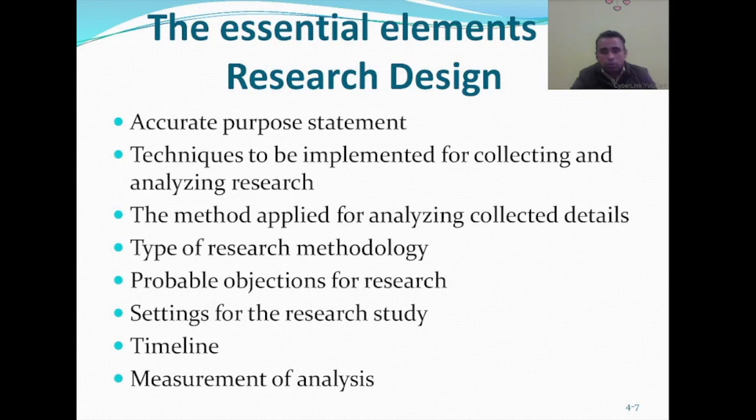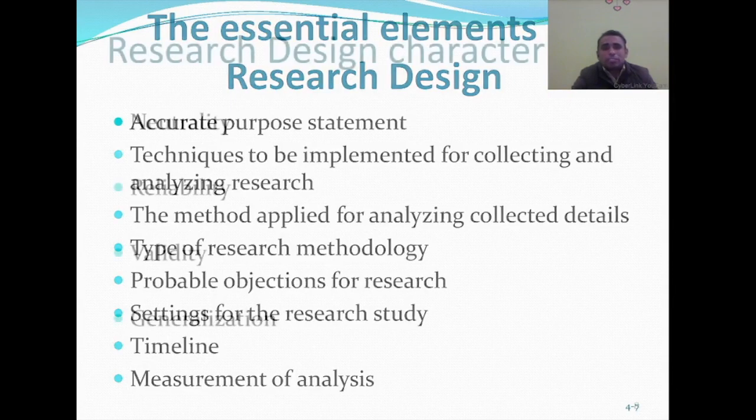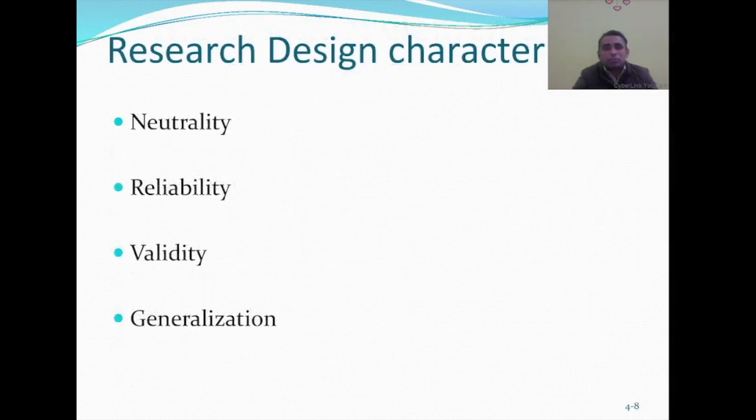Different types of research methodology we can use, objections for the research, setting for the research study, timelines. Research should be completed within the given timelines. So measurement of the analysis. So these are the different essential elements we can use.